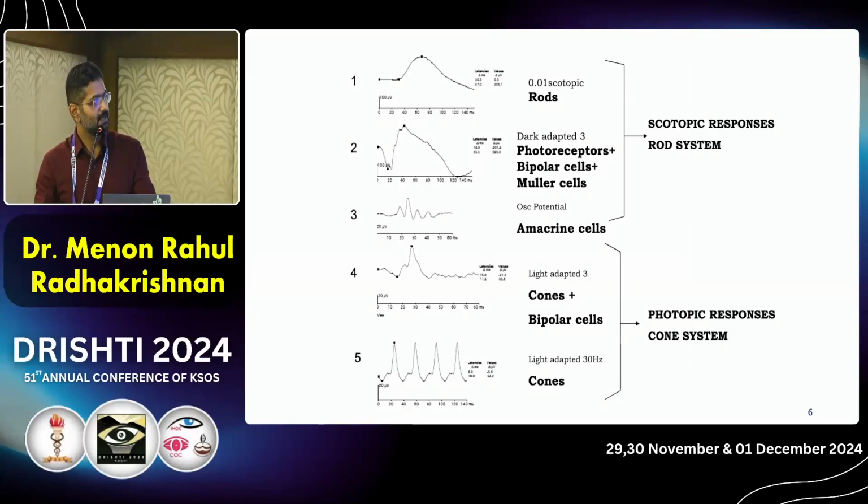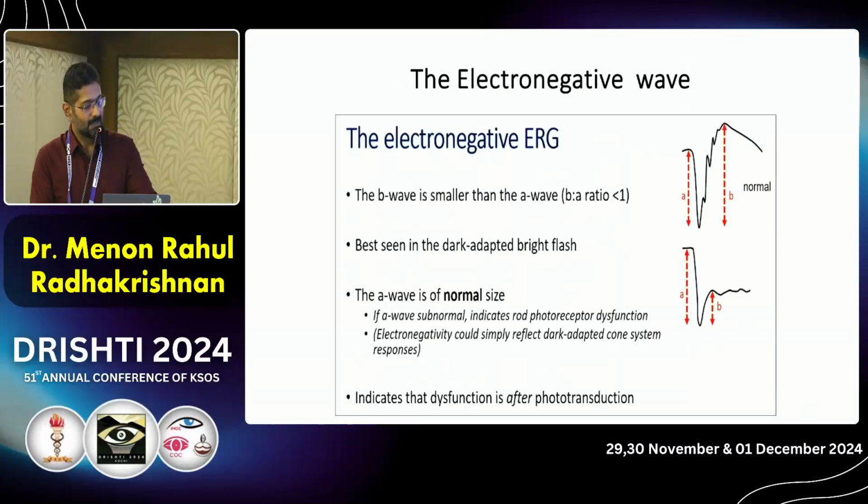So simplified, scotopic response gives you information about the rods, and the photopic responses give you information about the cone system, right? So you have the single rod response, and you have the combined 30 Hz flicker, everything over here. So this is one thing that we should all know.